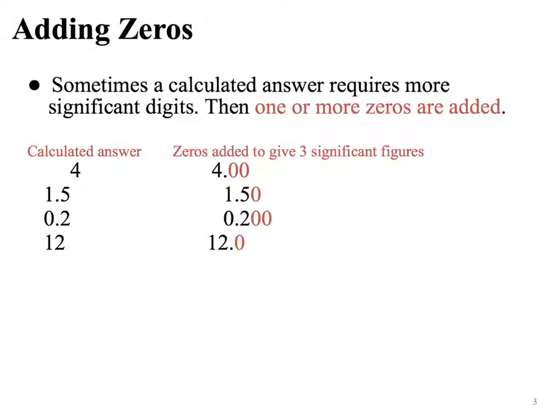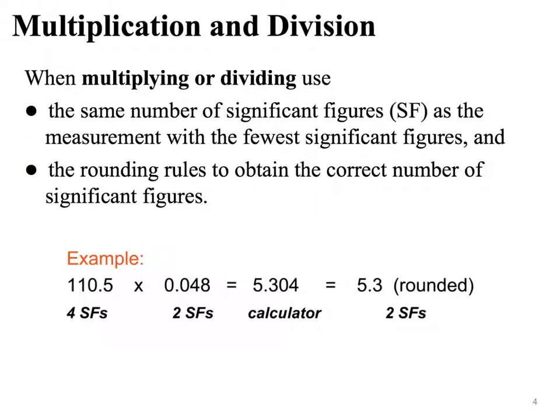Another thing that the calculator will not do for us is adding zeros. So for example, if you know that your answer should have 3 sig figs and you get this number, the correct way to answer will be 4.00. So this 1.5, if you have to do it with 3 sig figs, it will be 1.50. 0.2 with 3 sig figs will be 0.200. And 12 with 3 sig figs, it will be 12.0.